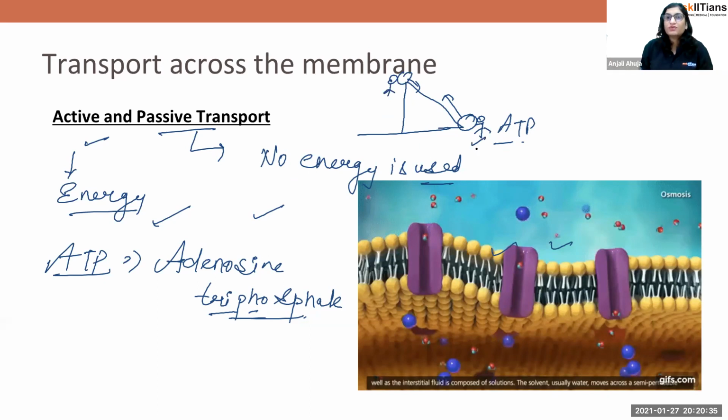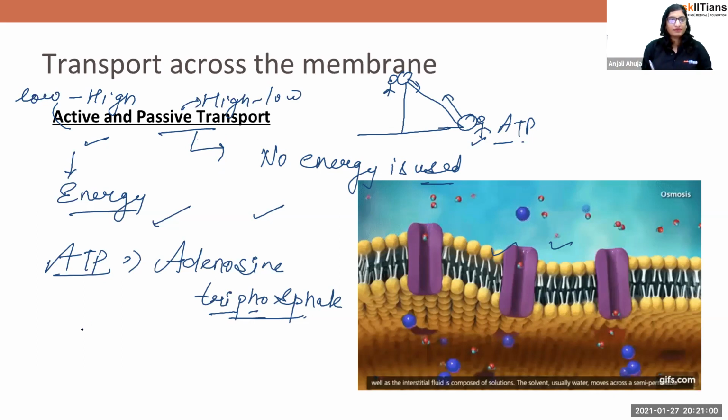In active transport, molecules move from low to high concentration. I'm just writing about active here. Concentration means the amount of something, from low to high. That's why energy is needed to push. In passive transport, molecules move from high to low concentration, and that's why no energy is utilized. Are you understanding this point?